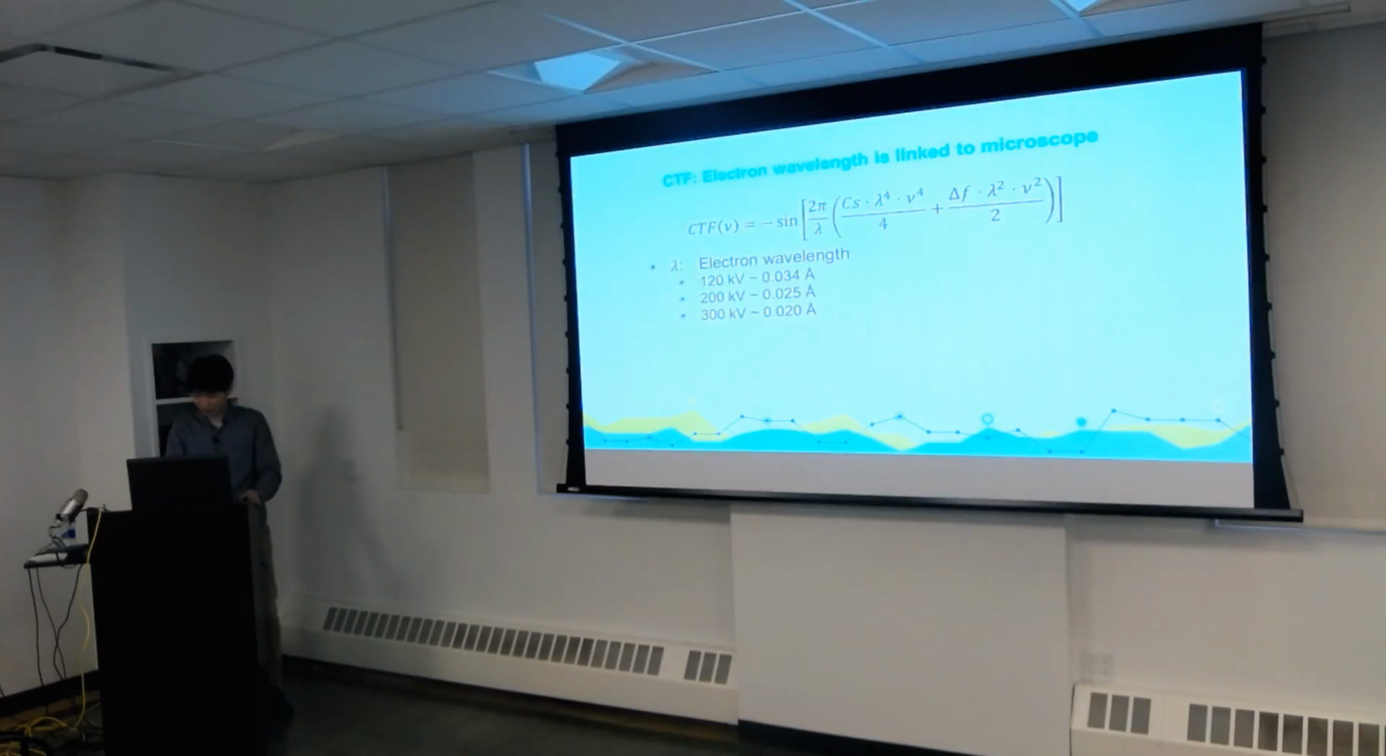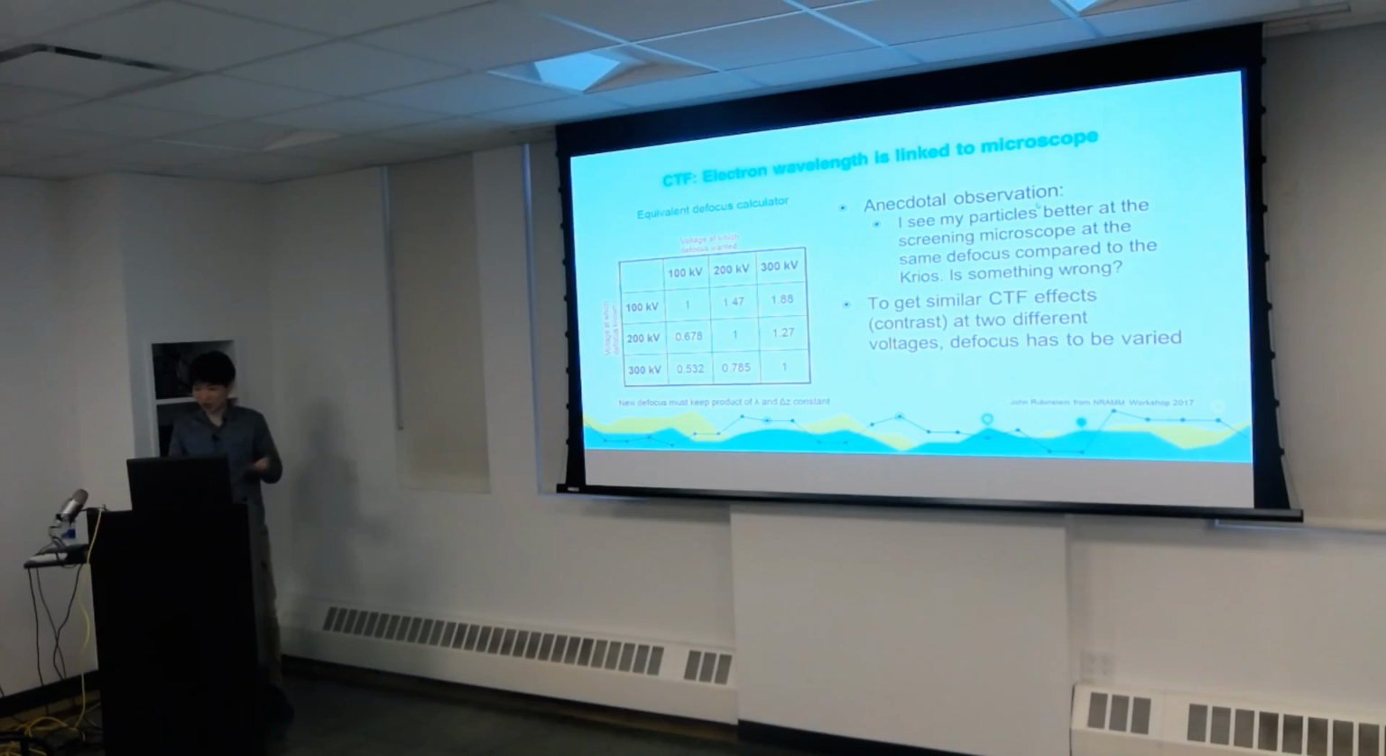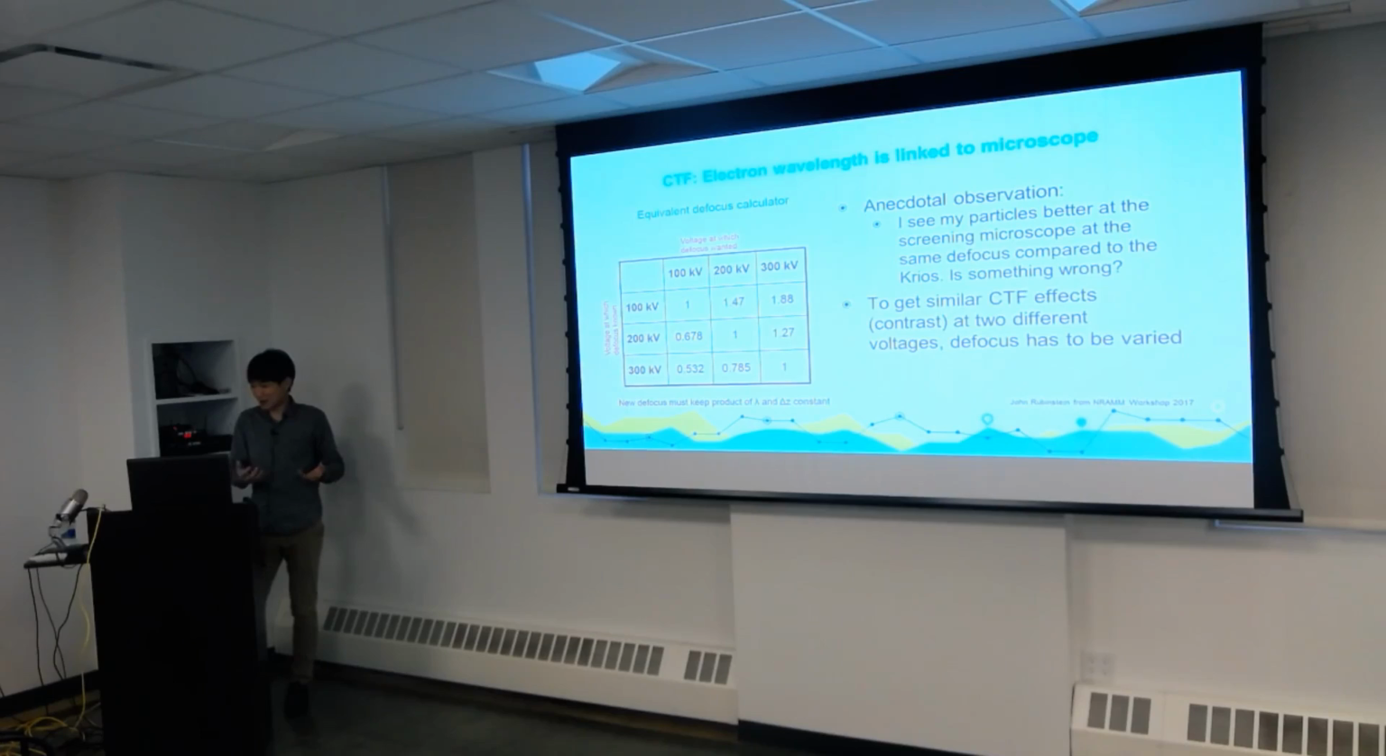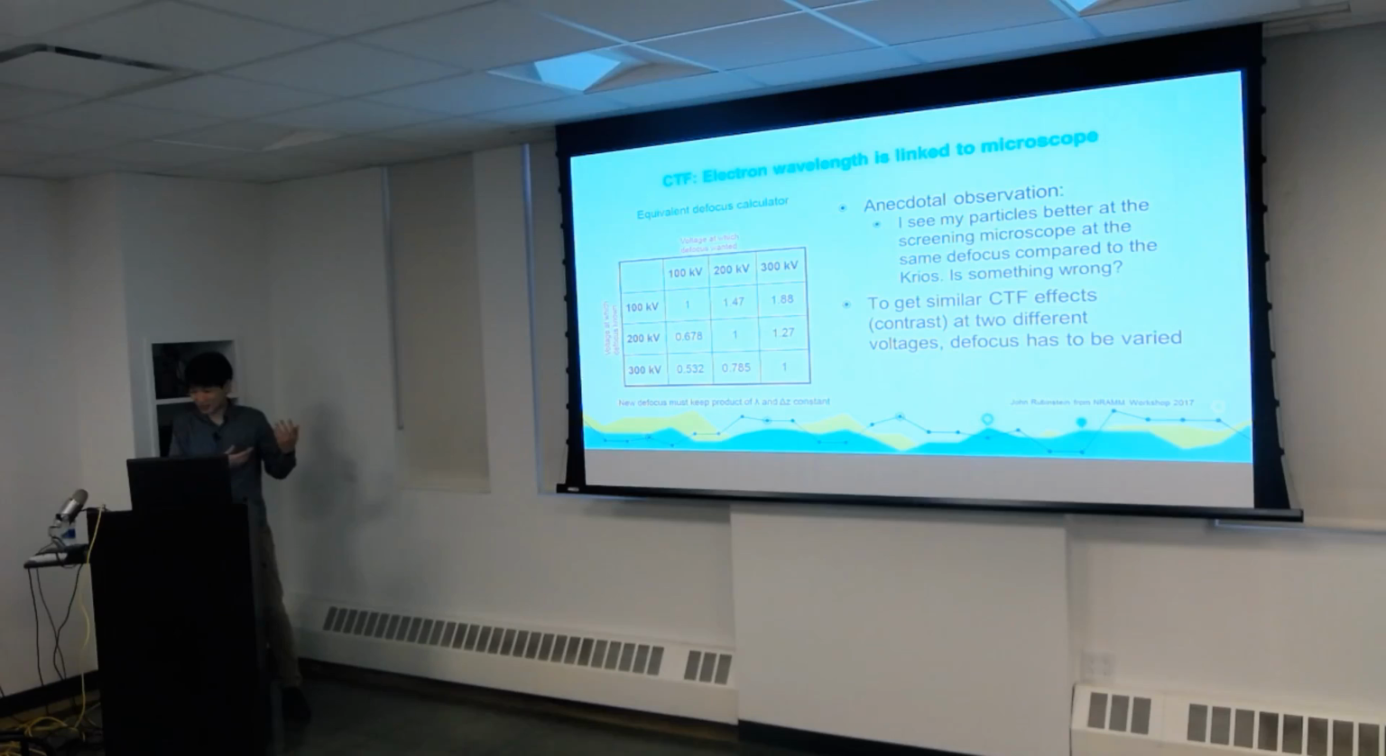A lot of anecdotal observation is that some people say, oh, I actually see my particles better with the screening microscope, with the same defocus. I put the exact same defocus, I make sure it's the same, I use CTFFIND to measure it. But then my particles look less contrasty on the Cryo, so what happened to the grid? Did you mess up the grid for me? The answer is actually no. There is a difference in contrast that we saw because the CTF actually changes.